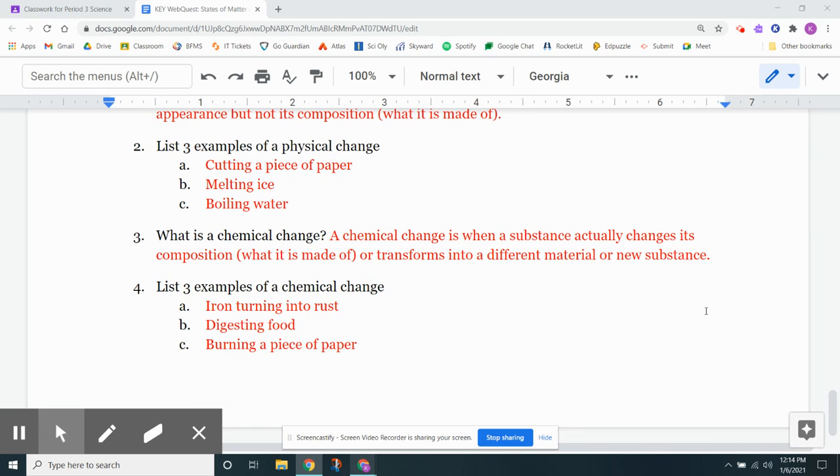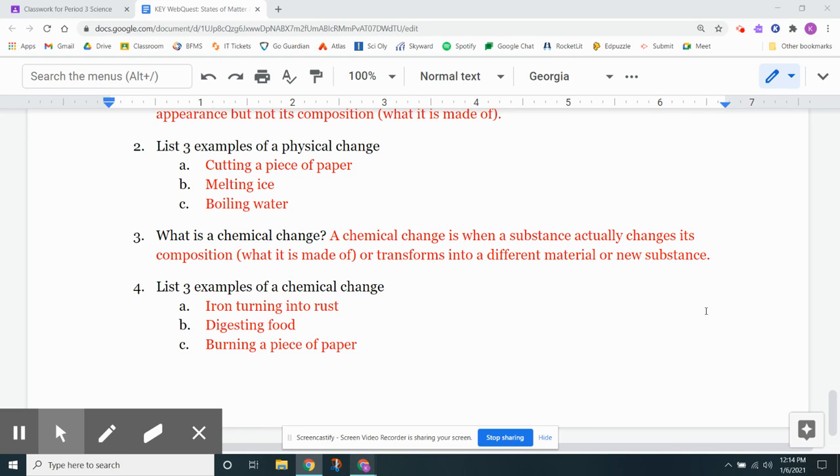Chemical changes are different. Chemical changes are when a substance actually changes its composition, what it is made of, or transforms into a different material or a new substance. So you actually do create something new, or you completely alter the thing that you originally had.